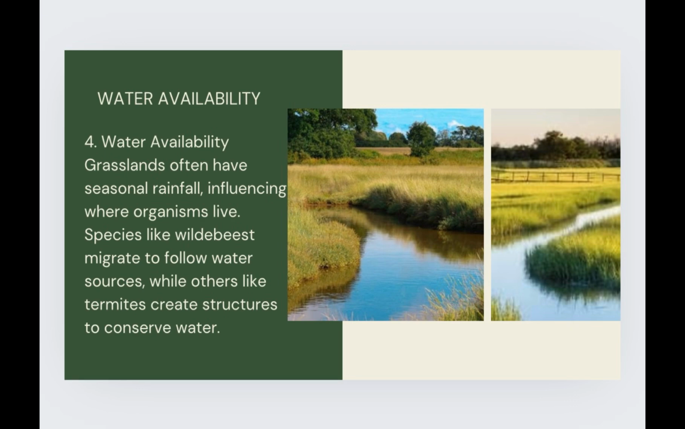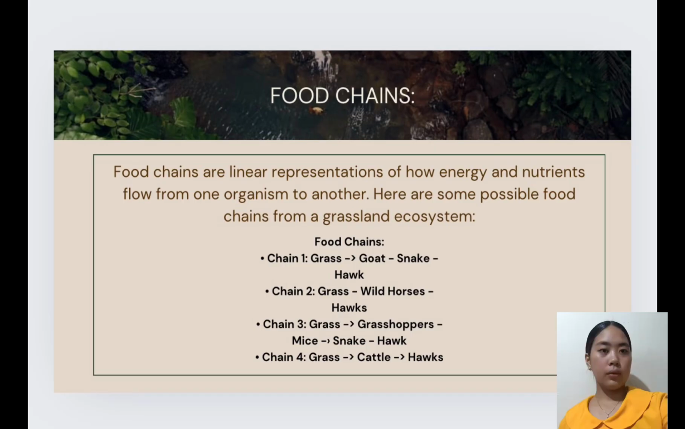Number 4. Water availability. Grassland often have seasonal rainfall, influencing where organisms live. Species like wildebeest migrate to follow water sources, while others, like termites, create structures to conserve water.